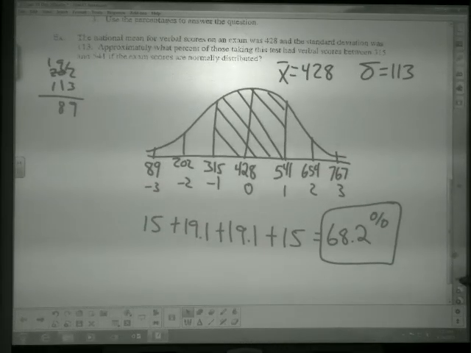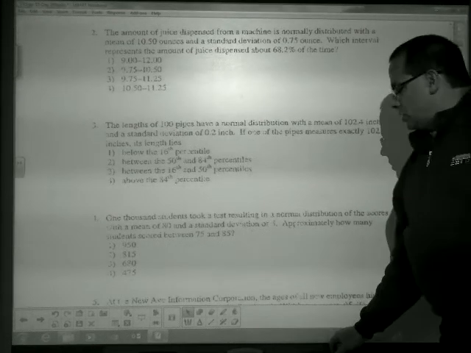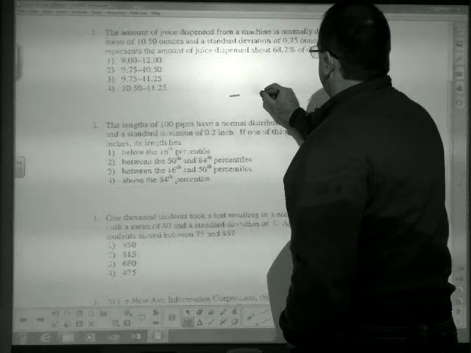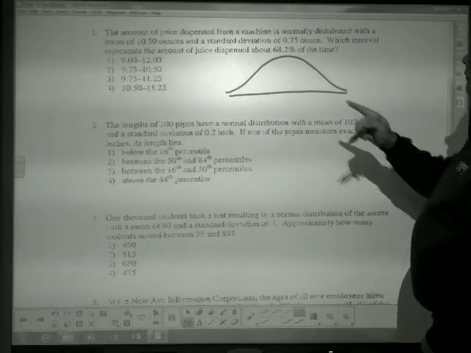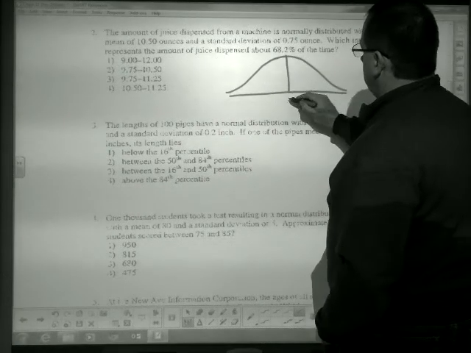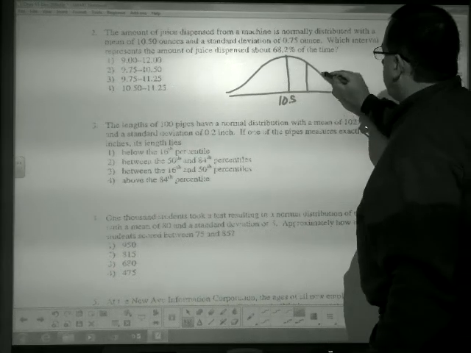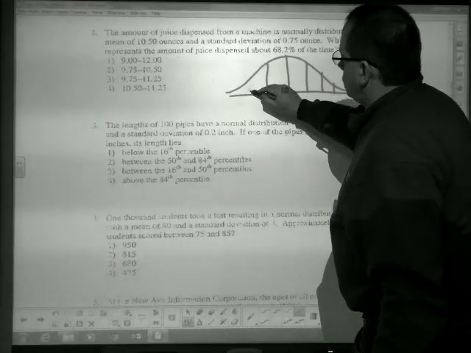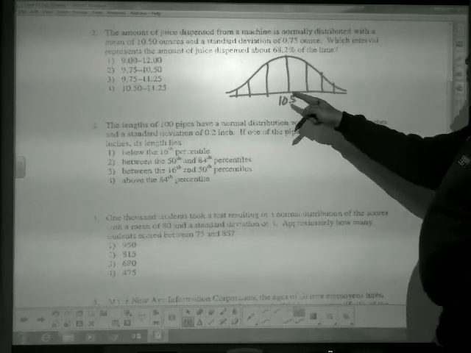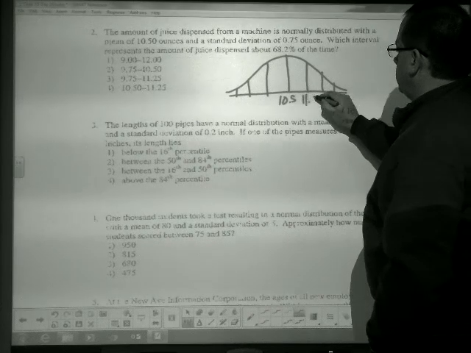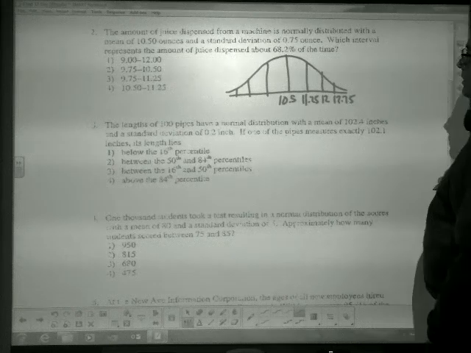Okay, let's take a look at one more question. All right. The amount of juice dispensed from a machine is normally distributed. Oh, normally distributed. I'm going to draw my picture first. First thing I'm going to do, draw a picture. Mean of 10.5, I can put that right in the middle. You might say, well, it's not quite in the middle. It's good enough. All right, 1, 2, 3, 1, 2, 3. Standard deviation of 0.75. So 10.5 plus 0.75, that's 11.25. And this is 12, and this is 12.75.